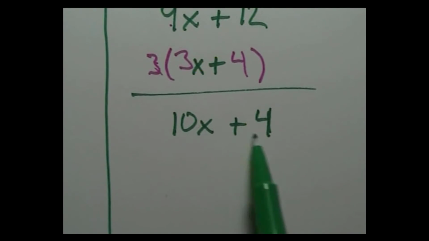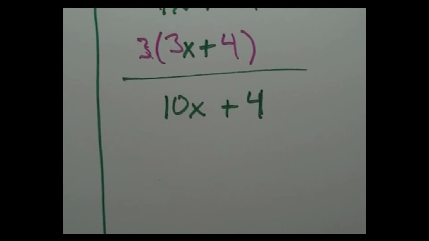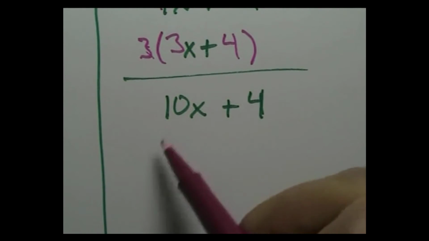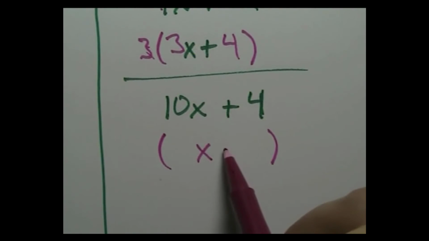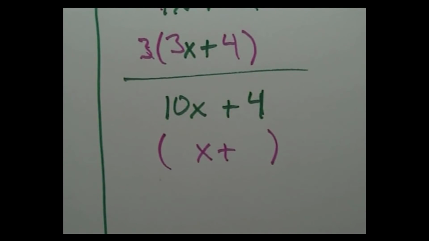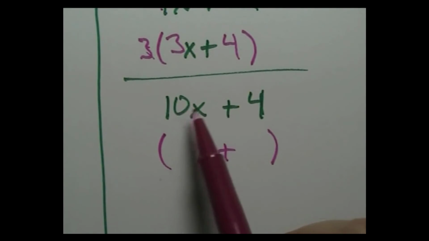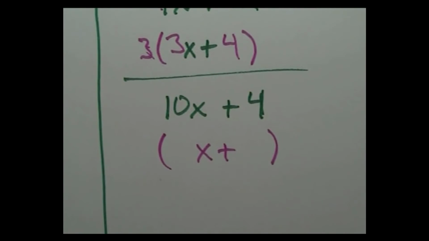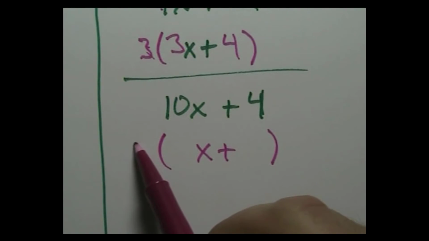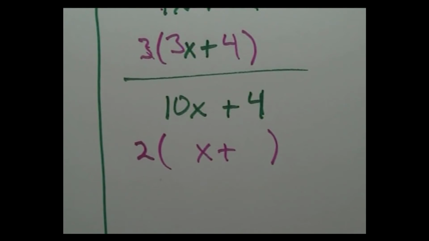Let's try another one, 10x plus 4. So what I'll do is I'll put parentheses down below it. You know it's going to be an x here and a plus. And what goes into both 10 and 4? What number will go into 10 and 4? 2 does. So 2 goes on the outside. We're pulling a 2 out of each one of these.